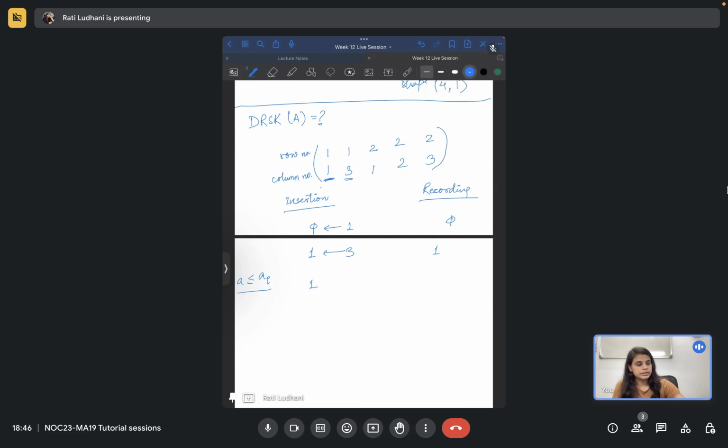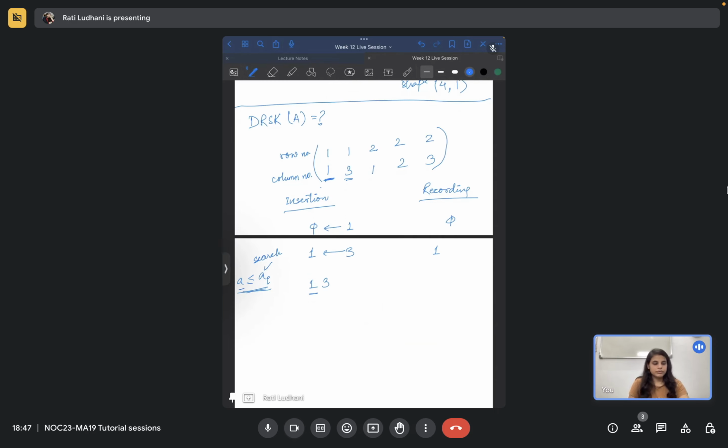You will search for AI such that A is less than or equal to AI, and you consider the leftmost one. So you will get 1, you insert 3. Right now in the tableau you just have 1. So you are inserting 3. AI is this, and A you are inserting is 3. So you insert 3, which will not affect anything because A is strictly greater than AI. So you will just keep 3.